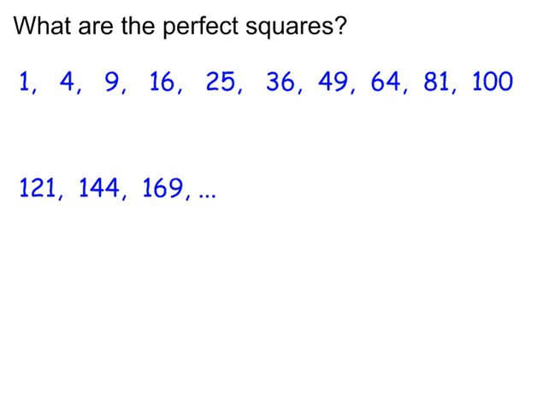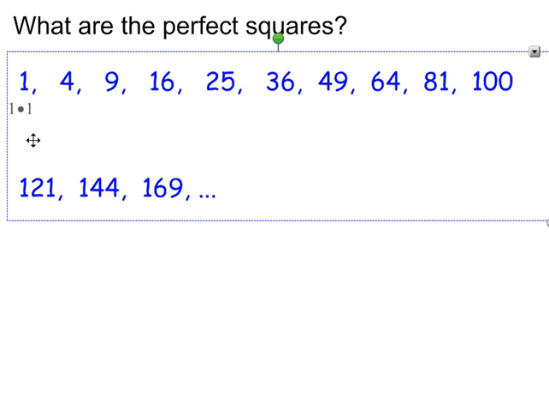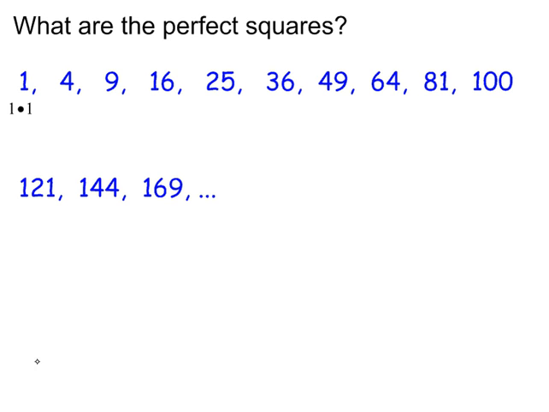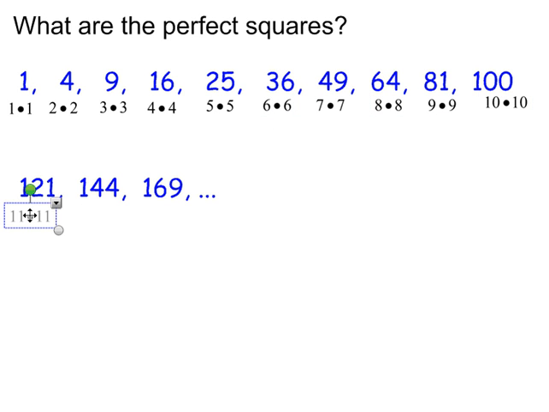So what are the perfect squares? Well, we got 1, 4, 9, 16, and so on and so forth. And here's how you derive them. You just go through the natural numbers and multiply them by itself to derive the perfect square. So for example, 1 times 1 is 1, 2 times 2 is 4, 3 times 3 is 9, and so on and so forth. And that'll be a way to derive the perfect squares.